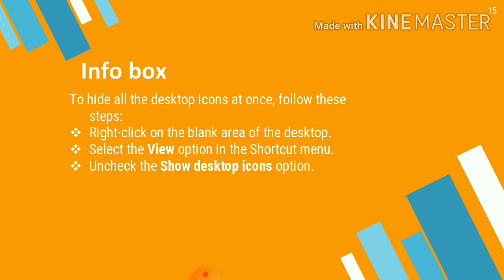So your desktop icons will be hidden. Then you have to unhide them again. So you have to right click on the blank area and then select the view option and then check the show desktop icons option, and your icons will be shown again.